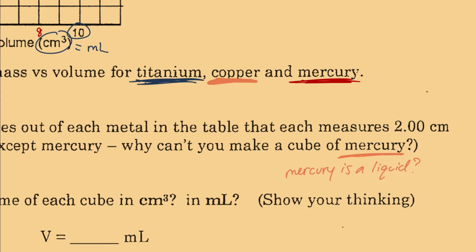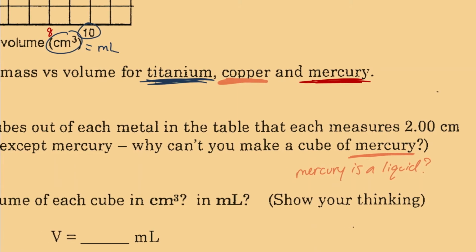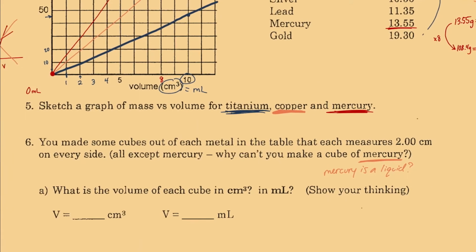Because mercury is a liquid, we can't make a solid out of it. Sorry, we can't make a cube out of it. Now, if we got mercury cold enough, if we froze it, then we totally could make a cube out of it in the same way that we can make a cube out of frozen water, ice. But at room temperature, mercury is a liquid. And mercury is the only metal at room temperature which is a liquid. Anyway, that's just sort of an aside. Now it's asking us what is the volume of each of these cubes in cubic centimeters.